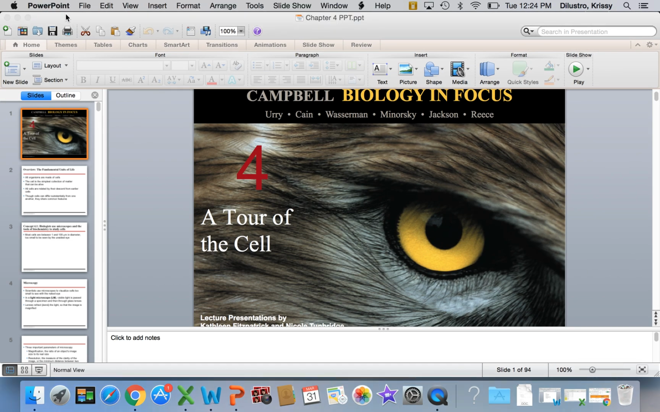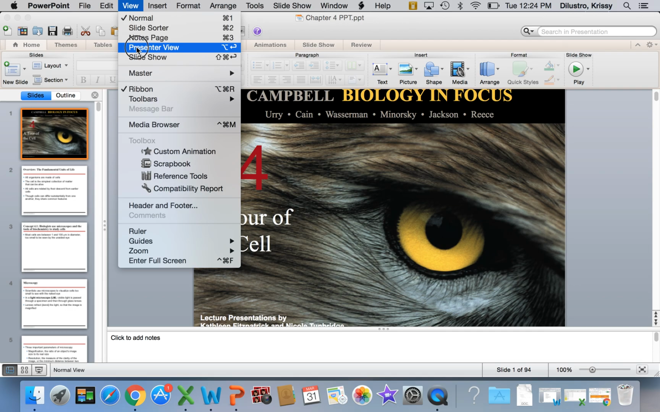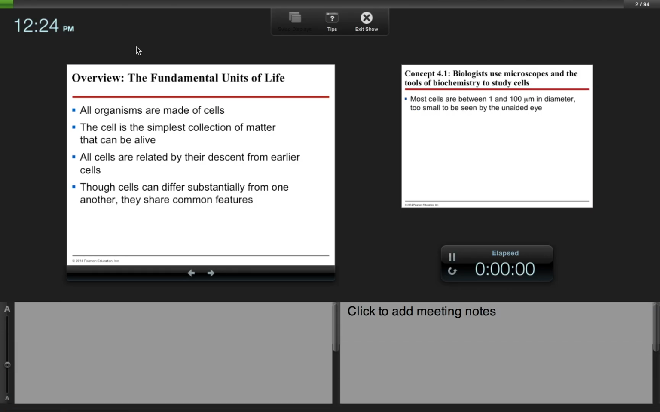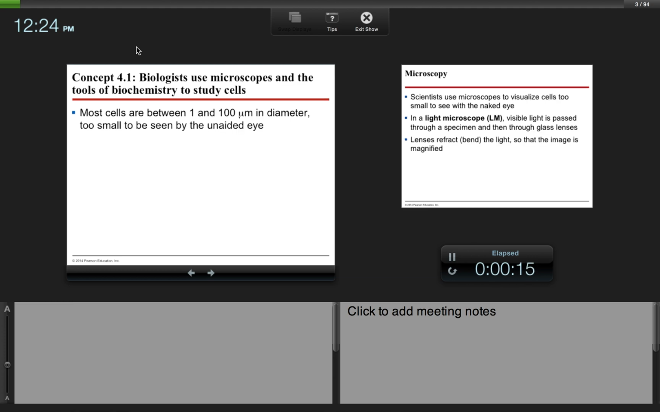Okay, we're going to continue on with Chapter 4, the cell. All organisms are made of cells. The cell is the simplest collection of matter that can be alive. All cells come from other cells. Those cells can differ substantially from one another, but they share many common features.